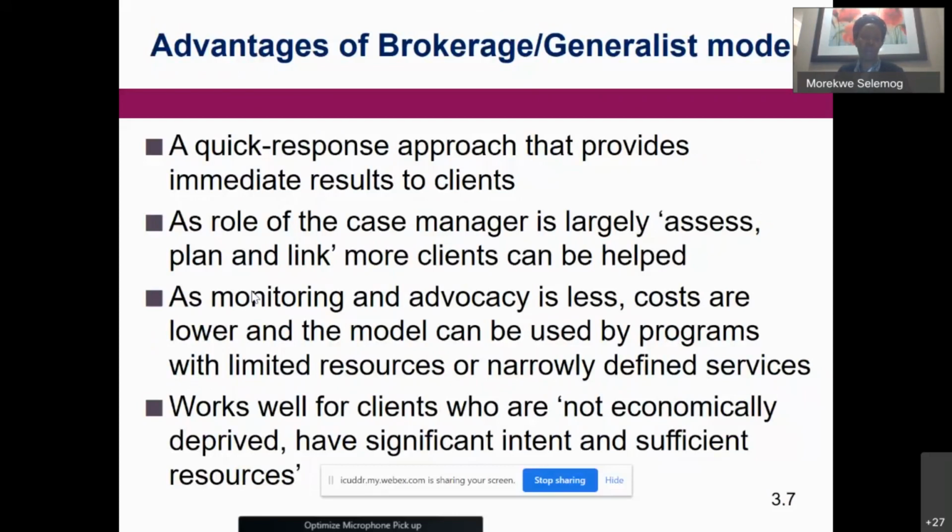There are advantages and disadvantages, obviously, with the model of brokerage. The one good thing about it is that it's a quick response approach that provides immediate results to the client because what the case manager does is just link you with the service providers.